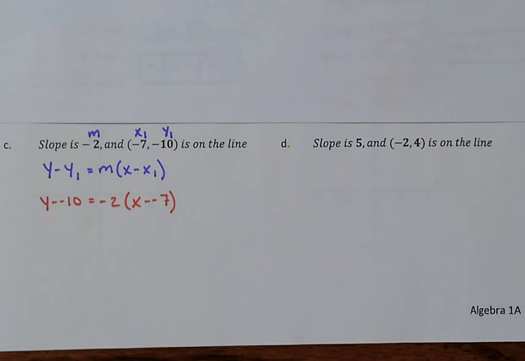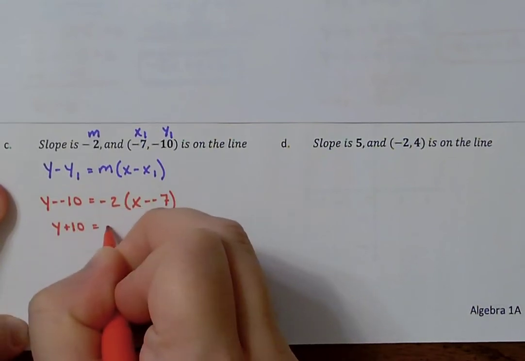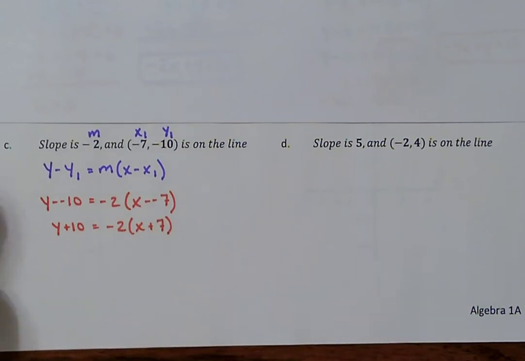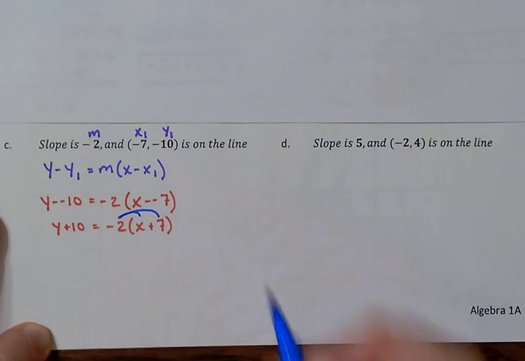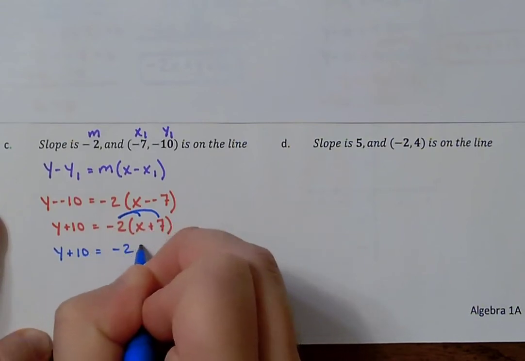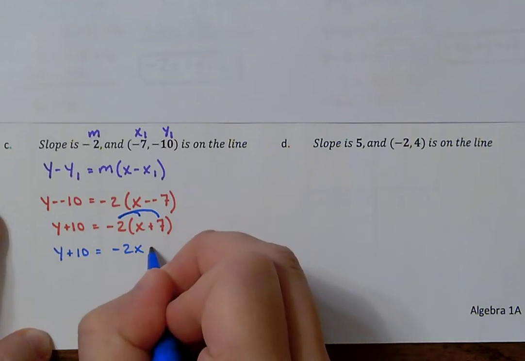All right, before I go through and distribute, I'm going to simplify my minus negatives. So this becomes y plus 10 equals -2 times x plus 7. From here, your first step is to distribute the number in front of the parentheses to the x and the other number. So I get y plus 10 equals -2x. -2 times 7 is going to end up with -14.